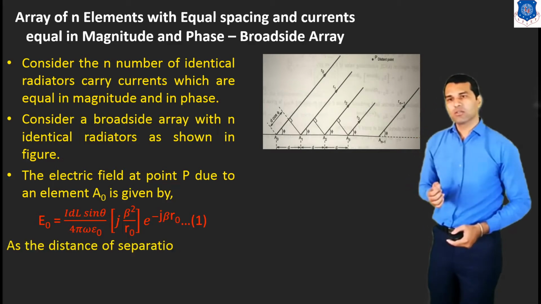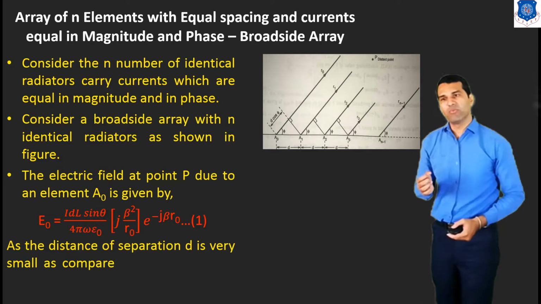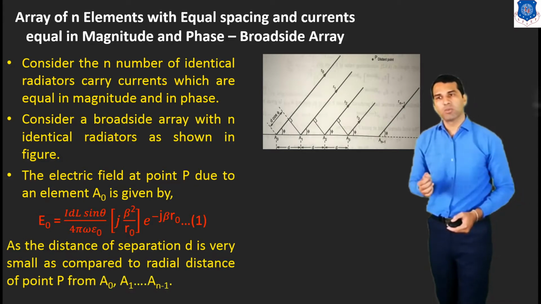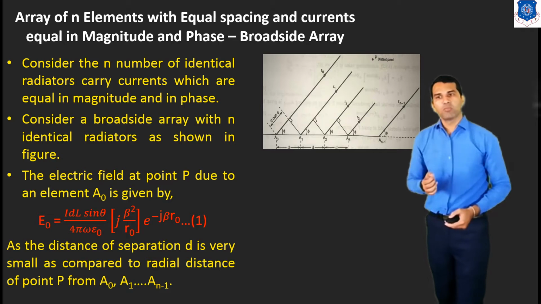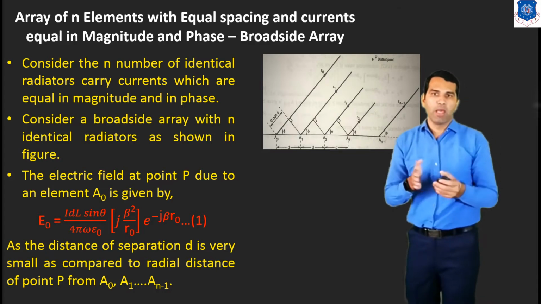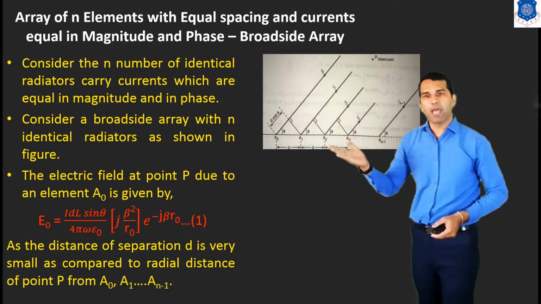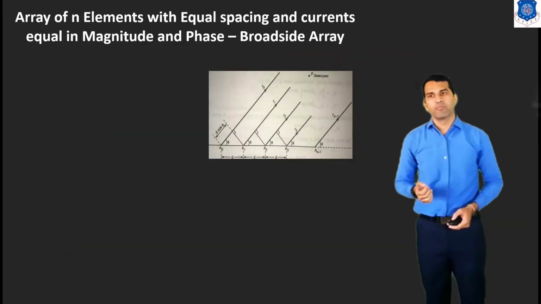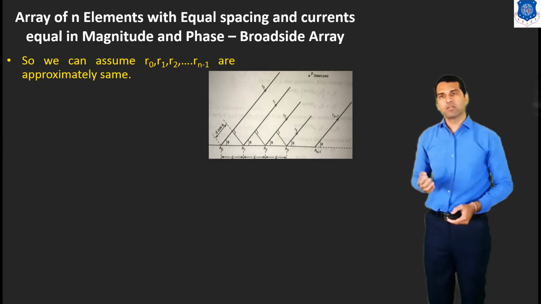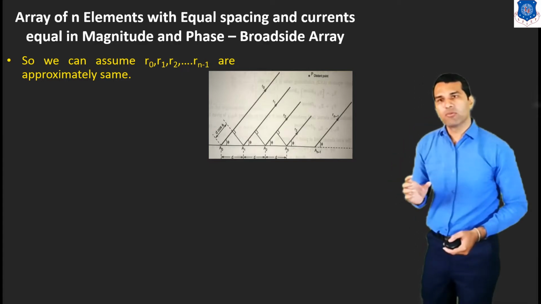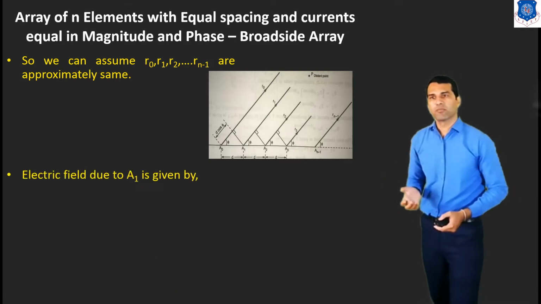As the separation distance d is very small compared to the radial distance of the point P from A0, A1 and A2, that means the distance between these elements is very small compared to the distance between the elements and the point P, we can write r1, r0, r2, rn-1 as approximately the same. So we take the value as r.